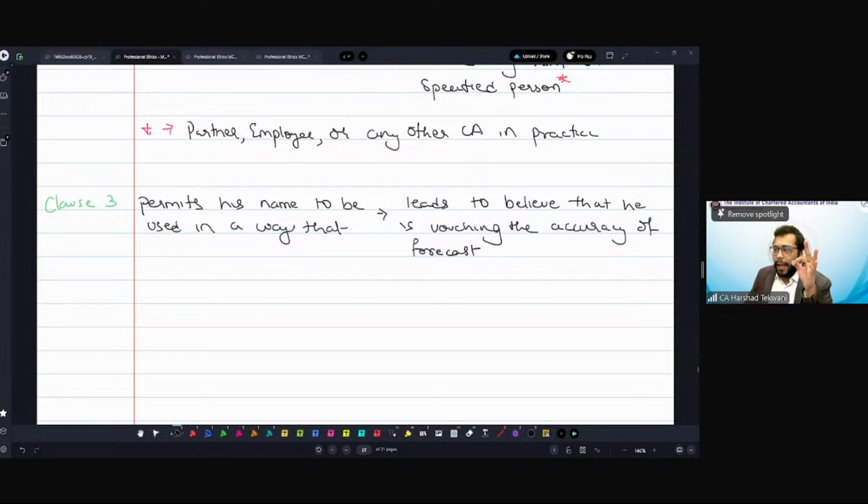So there is one SAE that we will see in another lecture, that is SAE 3400. That SAE talks about examination of prospective financial information, and at that point in time, we will again come back to this clause and see the difference between what the SAE says and what clause 3 says over here. But as of now, if you want to park it down, there is SAE 3400, which will be discussed later on.